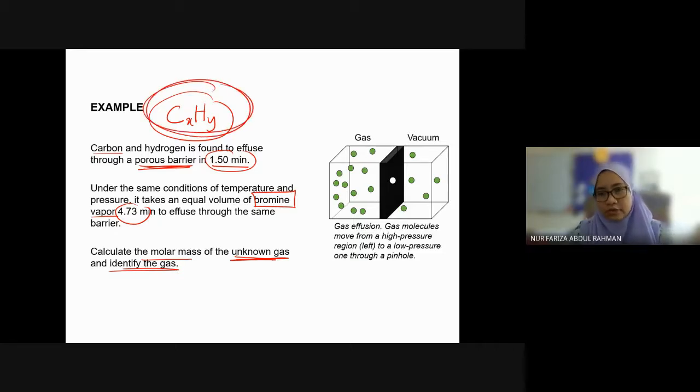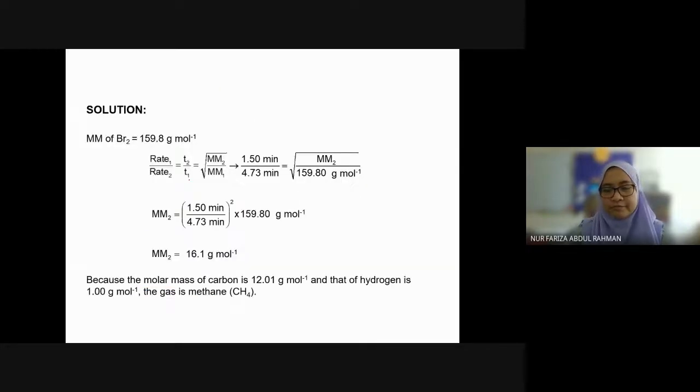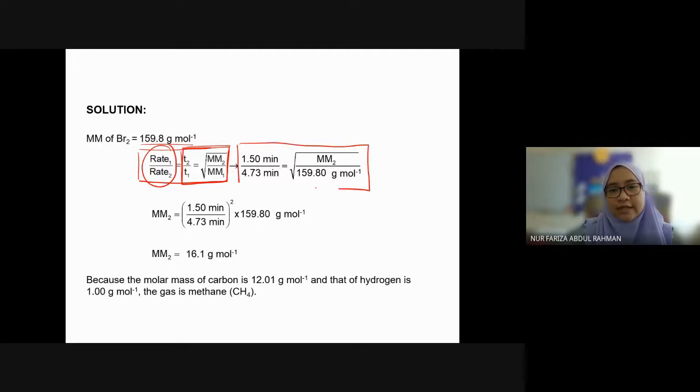Okay, so how do we solve this? This is the representation of the experiment. The molar mass of bromine is 159.8. So this is the formula, because we are talking about effusion. Since the information is given only in terms of time and molar mass, and we don't have any information on the rate, we only use this part. So 1.5 is for the unknown and 4.73 is for the bromine. The molar mass of the unknown gas is to be determined.